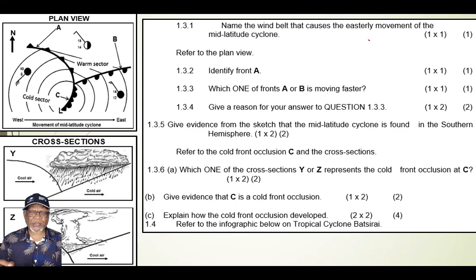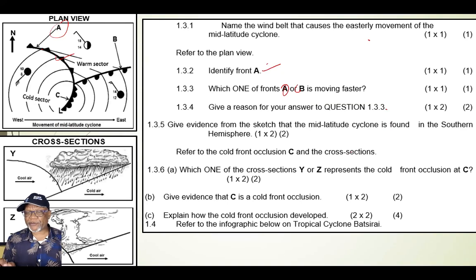Then the other quite simple question, they say identify front A. What is front A? This is a cold front. And which one of front A or front B is moving faster? We've already said it is front A which is moving faster. Why is it moving faster? Because of the steeper gradient. And it's going to end up catching up, and therefore resulting in the stage called the occlusion stage.